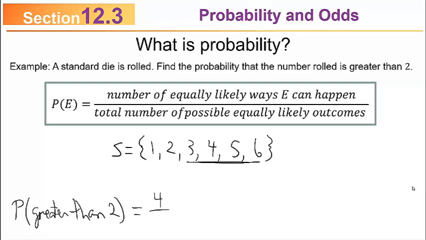So we want the number of equally likely ways you can get greater than 2 in the numerator, and that will be 3, 4, 5, or 6. That's 4 things, divided by the entire size of the sample space, which is 6.